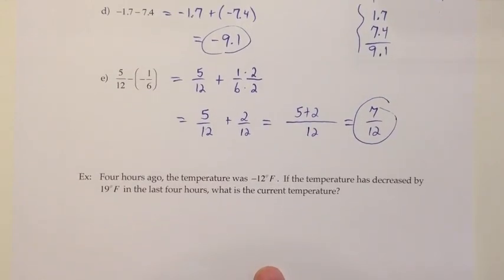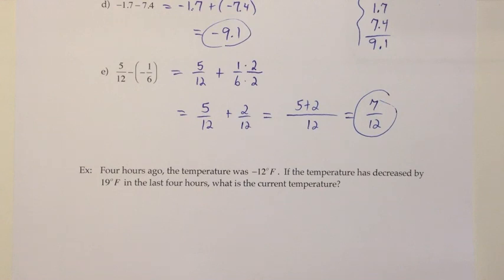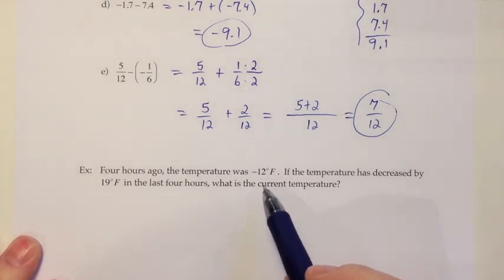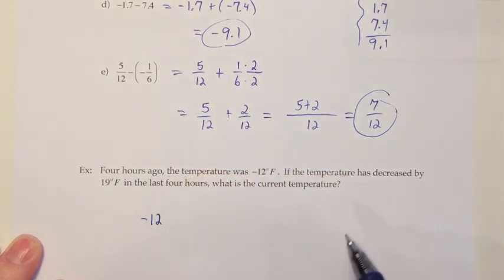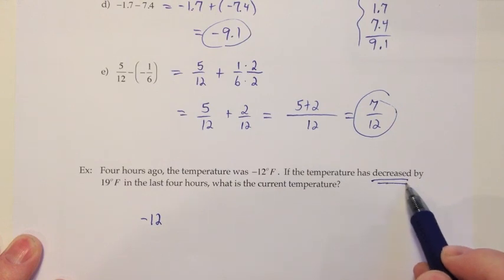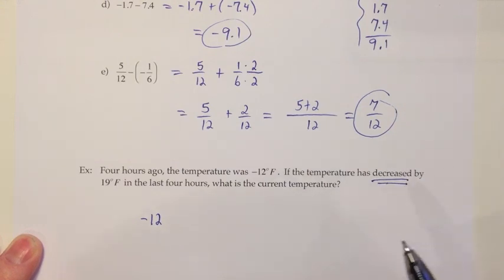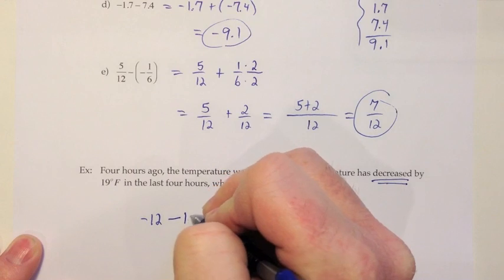All right, let's finish off this page with an application. It says 4 hours ago the temperature was negative 12 degrees Fahrenheit, something we don't have to deal with in California too often. If the temperature has decreased by 19 degrees Fahrenheit in the last 4 hours, what is the current temperature? So you can almost think of this like a number line, which the thermometer kind of is, right? It's just a vertical one. On that thermometer, we were at negative 12. And then the temperature has decreased by 19. So when I hear decreased by 19, I think that sounds like a subtraction.